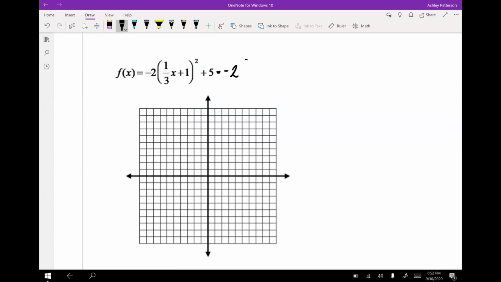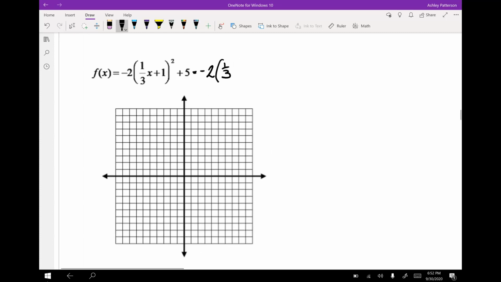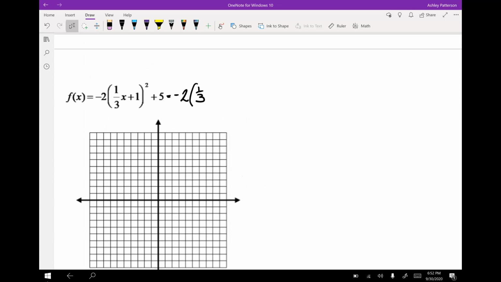We have negative 2 on the outside. Our b value in the equation is 1/3. So for those of us that need the visual, when we factor, we're dividing, right? So 1/3 divided by 1/3 leaves us with x. But if I have 1 divided by 1/3, really what I have is 1 times the reciprocal. So that leaves us with x plus 3. Plus 5 on the outside.